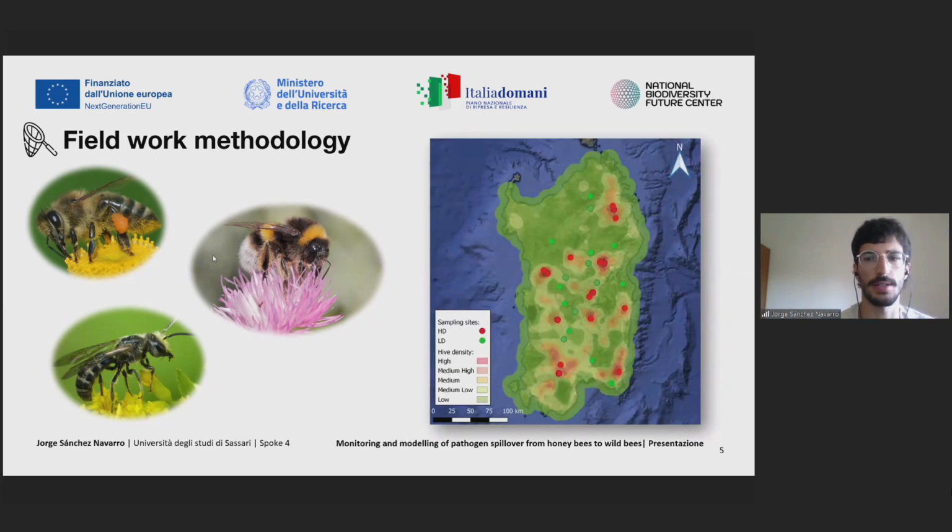The sampling sites were selected according to the apiary or hive density found in each area. As you can see in the map, there's a heat map where the green areas represent the low density of hives area, and the reddish orange areas represent the higher density of hives in that area. So the first year we started with 6 high density of hive sites and 6 low density, and we are currently completing the experiment with 20 more, 10 high density and 10 low density.